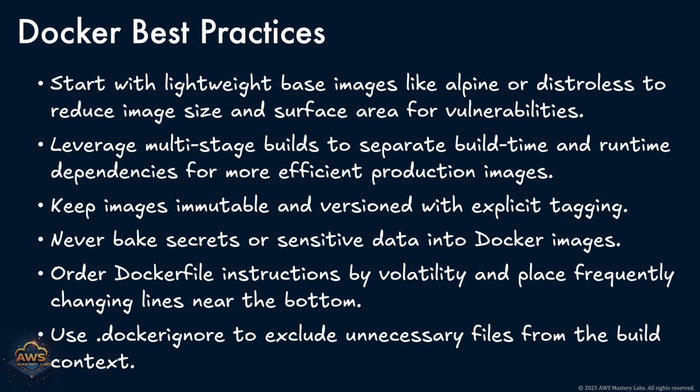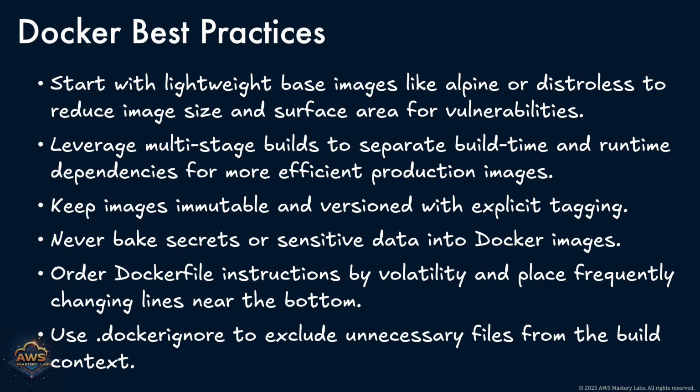Another important best practice is to tag images explicitly using version numbers or build identifiers. Avoid relying on the latest tag in production. It can lead to inconsistencies across environments and make it difficult to trace which version of your app is running.